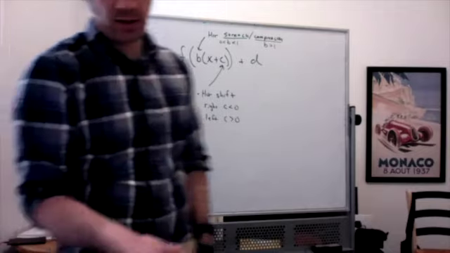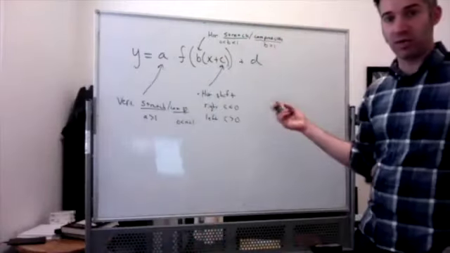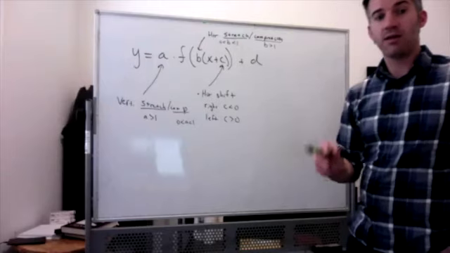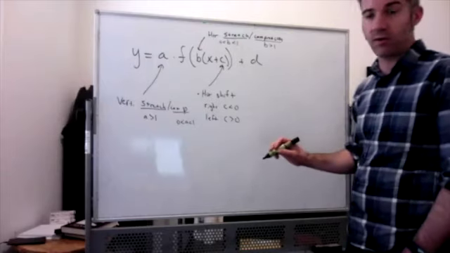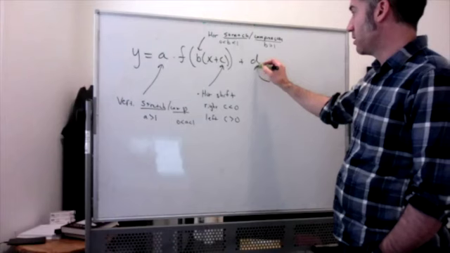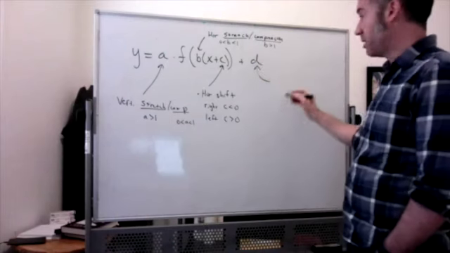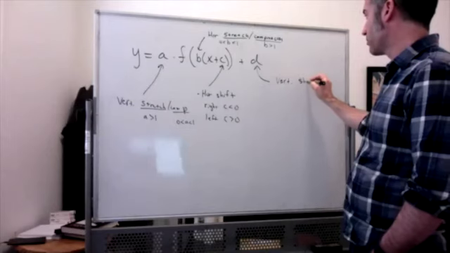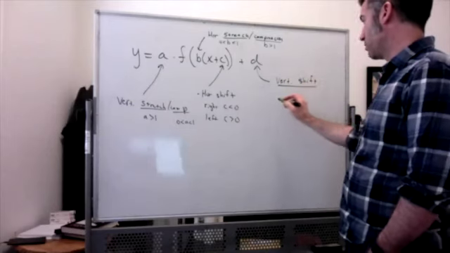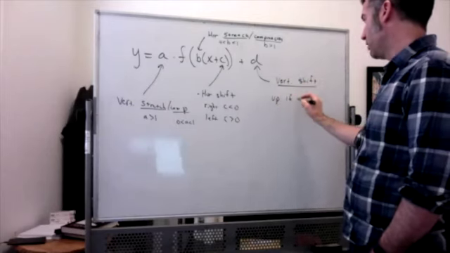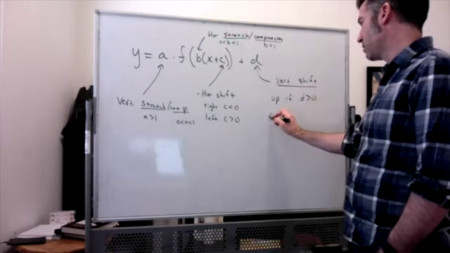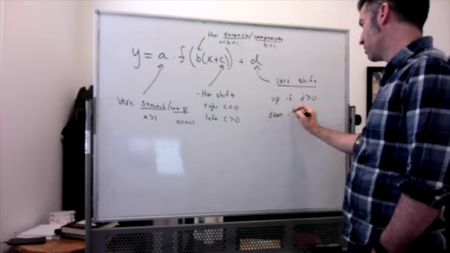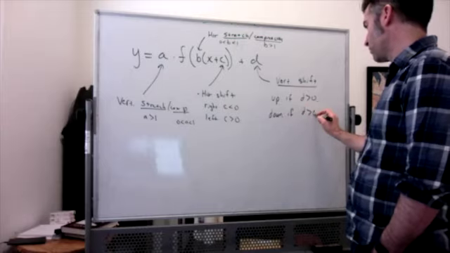All this is definitely in the notes. Right? If this is not super easy to read, which I understand, it's definitely in the notes for class K. And then finally, adding something outside is going to be a vertical shift. It's going to be up if d is positive, down if d is negative.